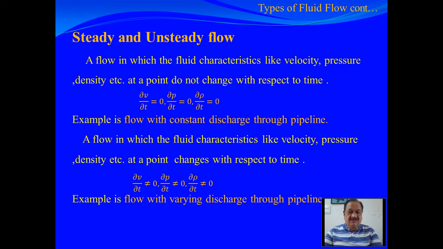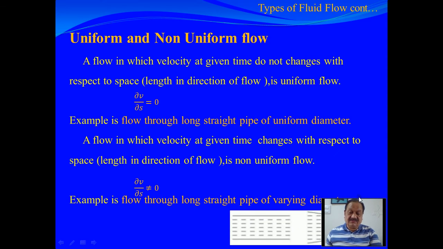Then a flow in which the fluid characteristics like velocity, pressure and density at a point change with respect to the time, then it is unsteady flow. That means mathematically del V by del T is not equal to 0, del P by del T is not equal to 0 and del rho by del T is not equal to 0. The example is the flow with a varying discharge through the pipeline. This is the steady and unsteady flow.